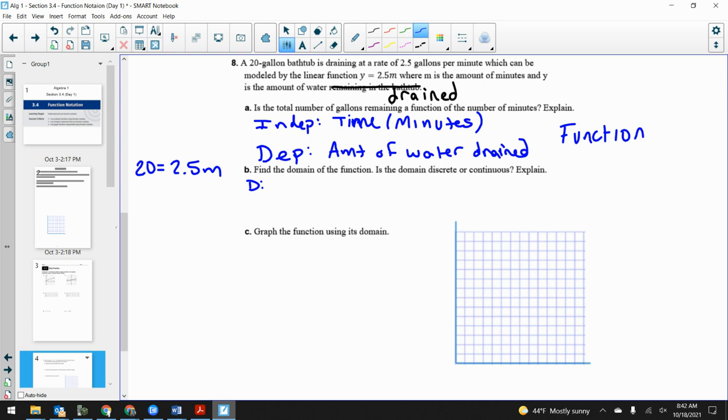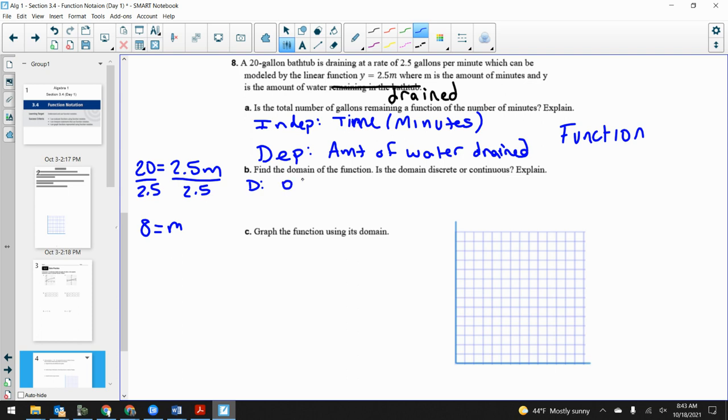Okay? Be careful with this problem. This is another reason why I wanted to go over this one, because this one actually has an ending point. I can't say time is going to go on forever because my outputs are not going to go on forever. I take 20 divided by 2.5, I get 8. So what does that mean? That means at 8 minutes, my graph stops. All the water's out. At 8 minutes, my graph stops. All of the water's out.